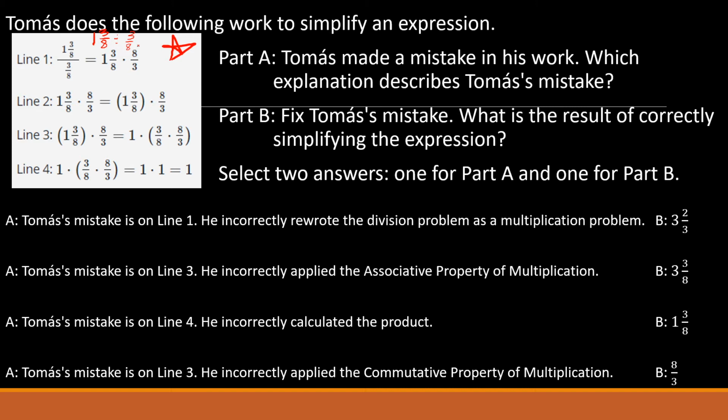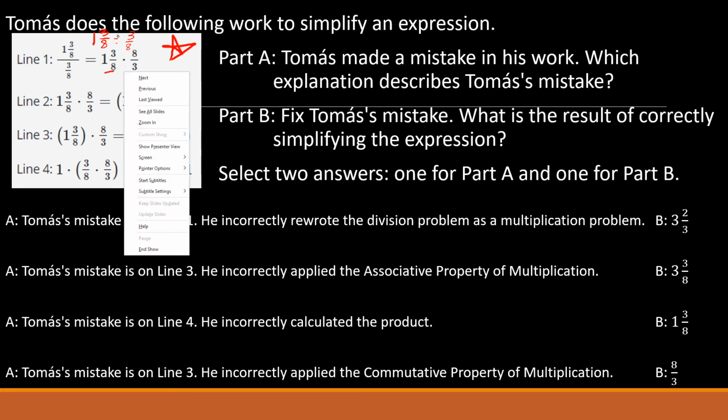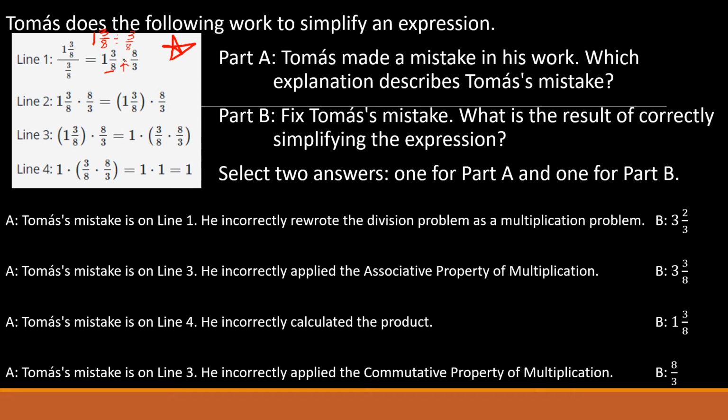Some of you might know this as KFC, which is keep, change, flip, where you keep your first fraction, you flip your sign, so instead of division, we now have multiplication, and then he changed the center, and then you have to do the reciprocal or the opposite of the fraction on the end here, which is what he did. So his first line is good. Let's see what he did for his second line.